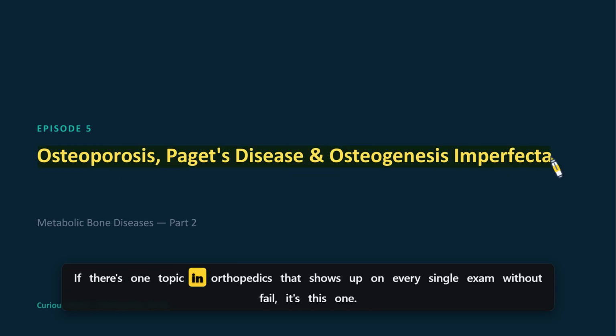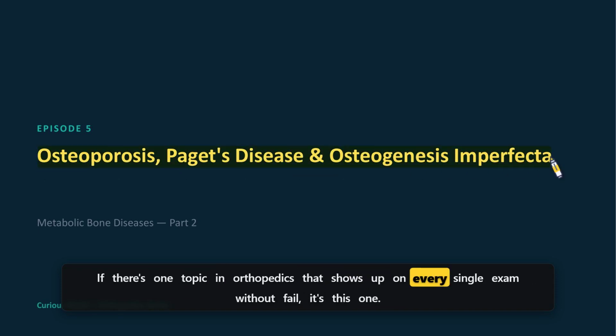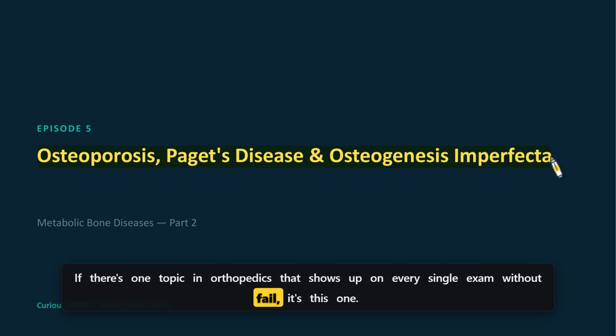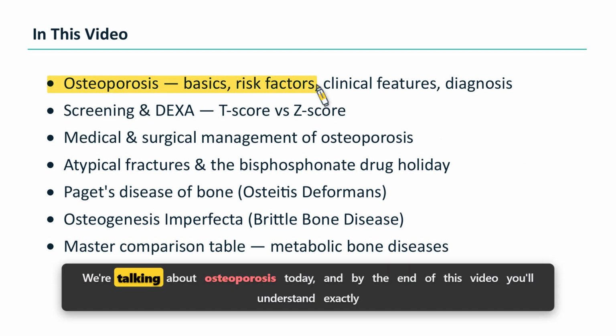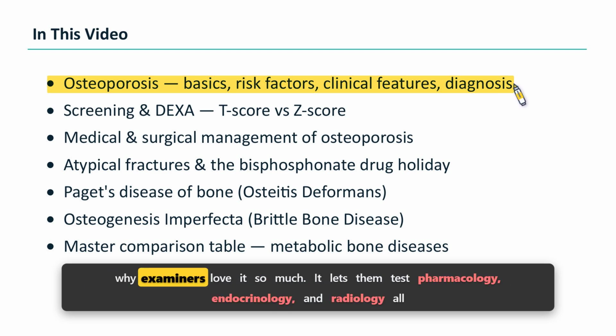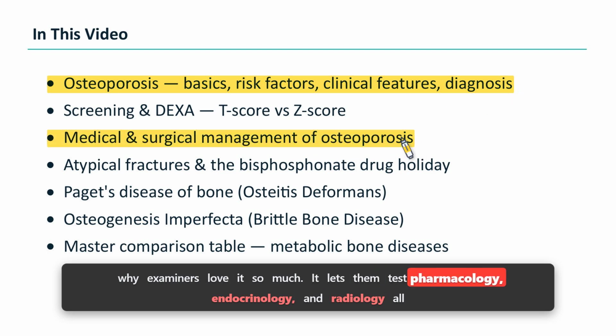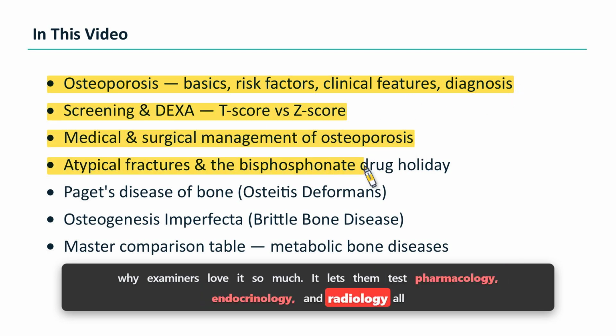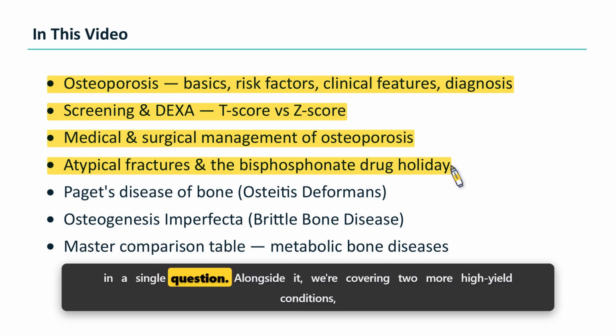If there's one topic in orthopedics that shows up on every single exam without fail, it's this one. We're talking about osteoporosis today, and by the end of this video you'll understand exactly why examiners love it so much. It lets them test pharmacology, endocrinology, and radiology all in a single question.